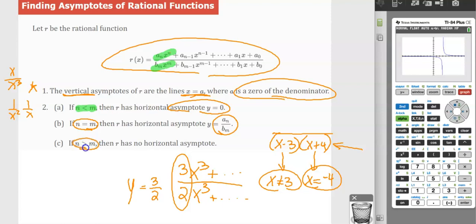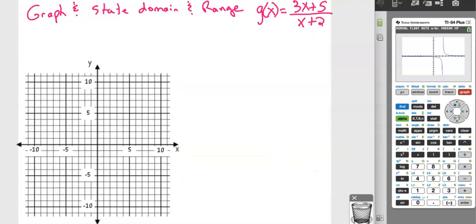And if n is greater than m, then there is no horizontal asymptote. So in other words, if I had x cubed over x squared, something like that, the bigger one's up top, then there is no horizontal. So let's look at a problem here.